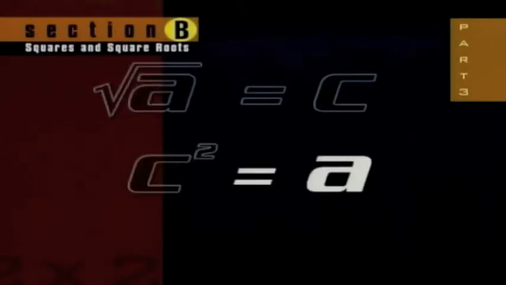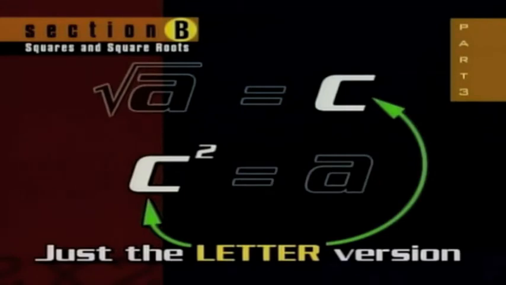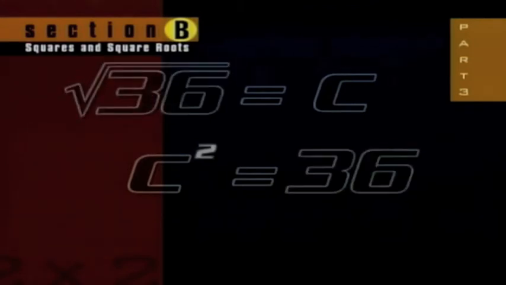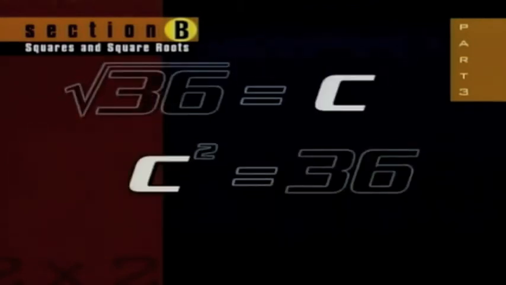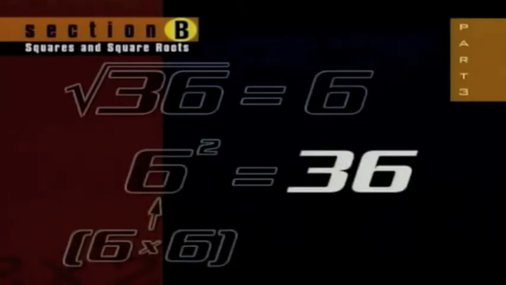If you come across this, the number c is the square root of a if c squared equals a. Don't worry, this is just the letter version of what we've been doing with numbers. See how it works if we substitute the number 36 for a? Now what number multiplied 2 times equals 36? We figure out that c equals 6, because we know that 6 times 6 equals 36.